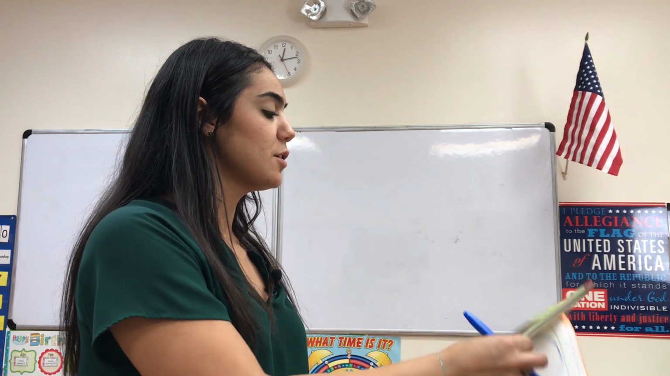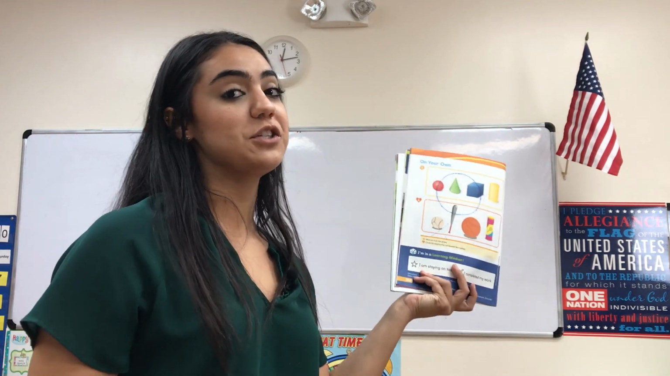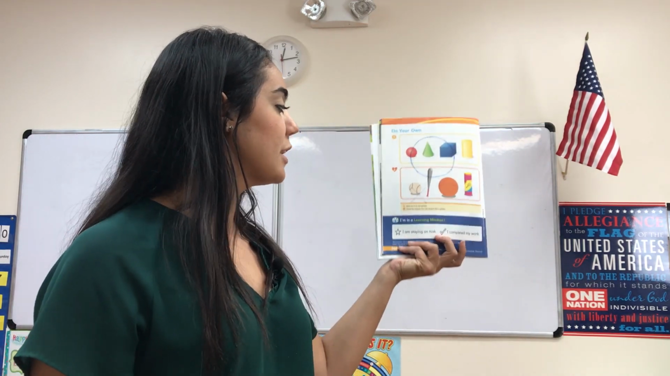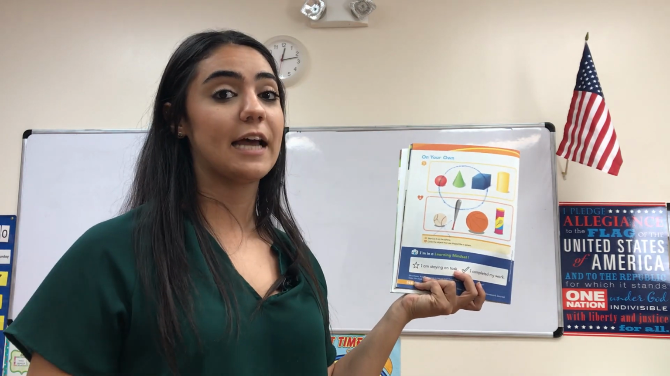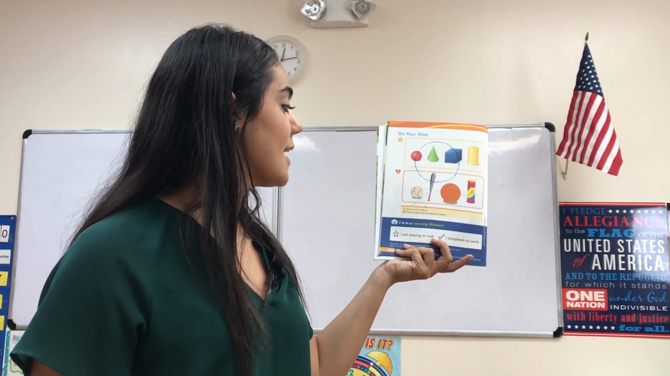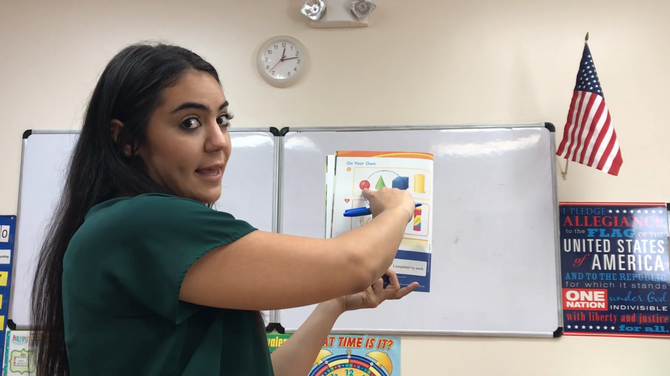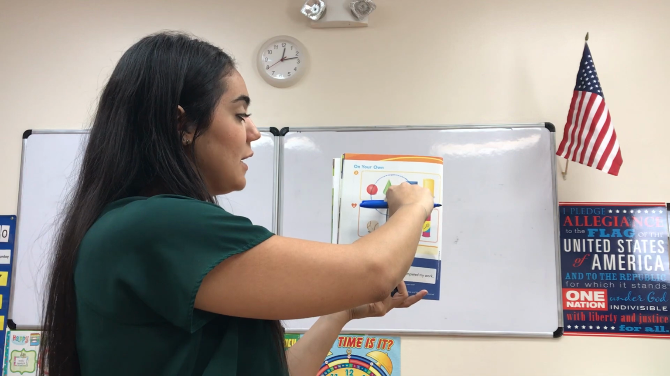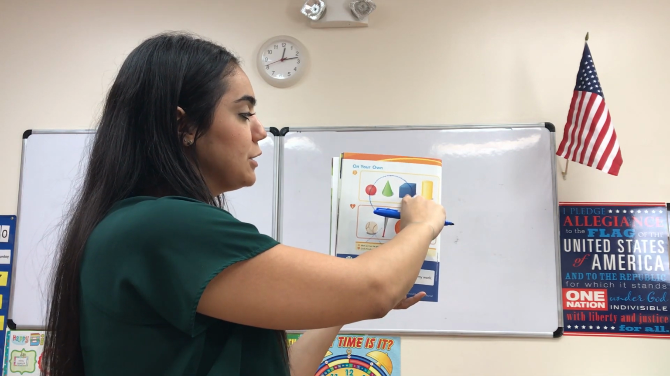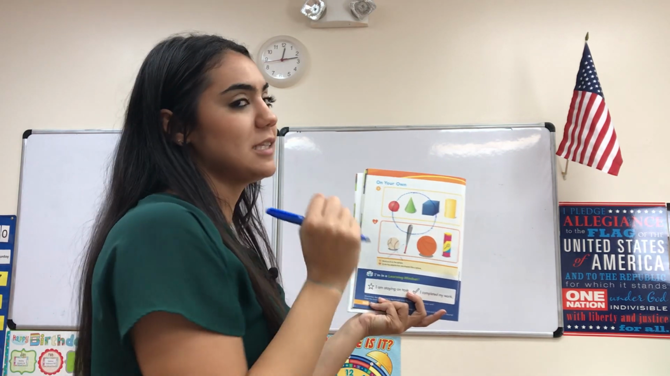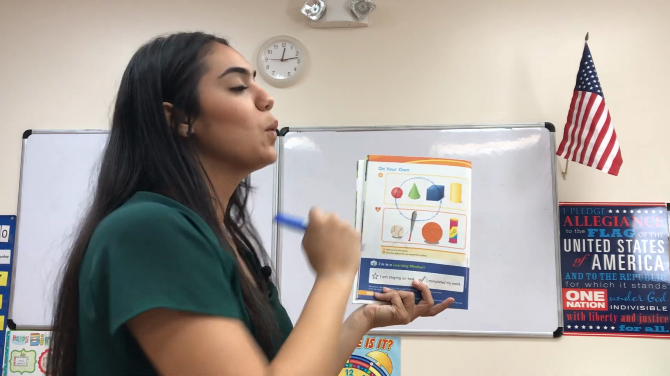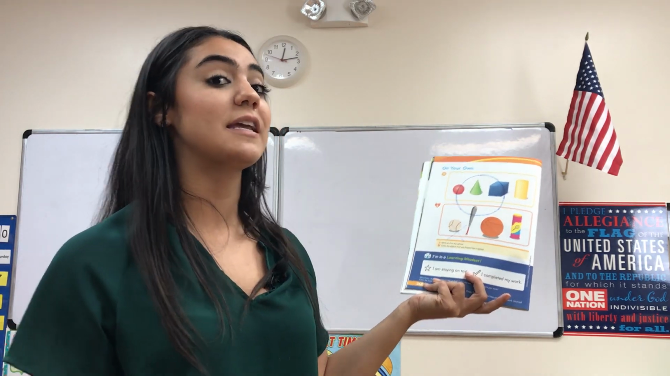Okay, guys, this is on your own page. You know that we do this on our own in class, so I'm going to give you the instructions and you can complete it at home. Number 5 says mark an X on the sphere. They give you the red sphere, the green cone, the blue cube, and the yellow cylinder. Go ahead and mark which answer is going to be the sphere.